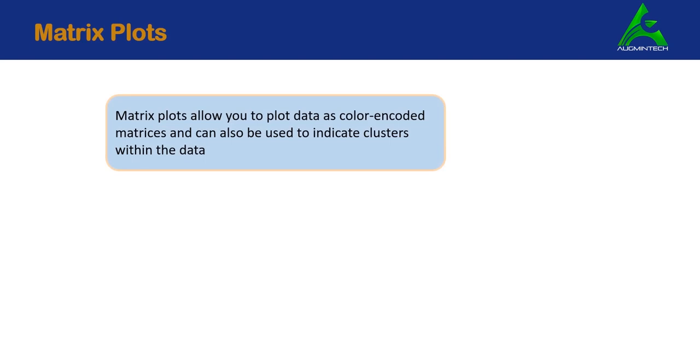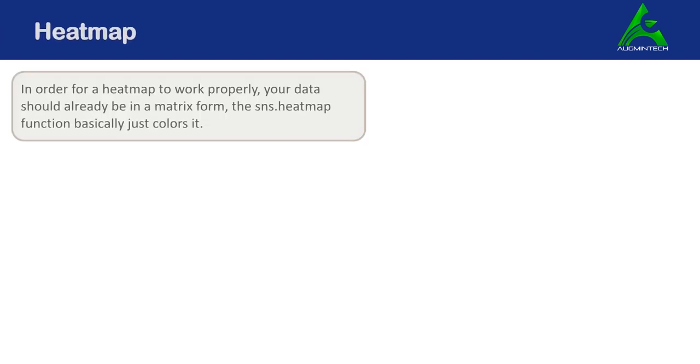Let's get started with matrix plots. Matrix plots allow you to plot data as color encoded matrices and can also be used to indicate clusters within the data. Now let's see what are heat maps. In order for heat map to work properly, your data should be already in the matrix form.